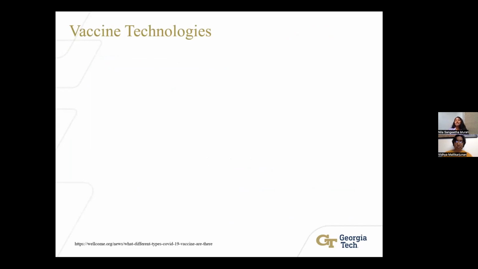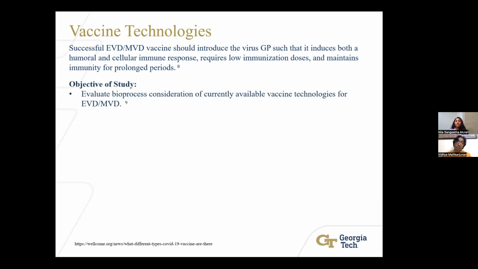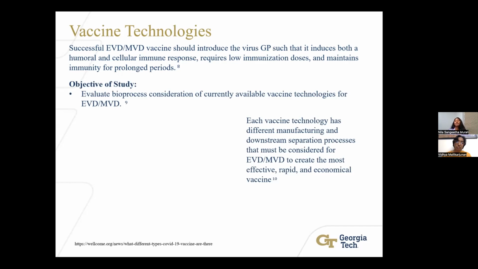Moving into the vaccines themselves, a successful vaccine for Ebola and Marburg requires the ability to introduce the virus's vital glycoprotein, such that a strong humoral and cellular immune response is induced with a low immunization and prolonged period of immunity being maintained within the patient. The overall objective of this research is to compare the biomanufacturing processes for this virus and determine which vaccine option would allow for good upstream and downstream separations such that an effective, rapid, and economical vaccine is created.